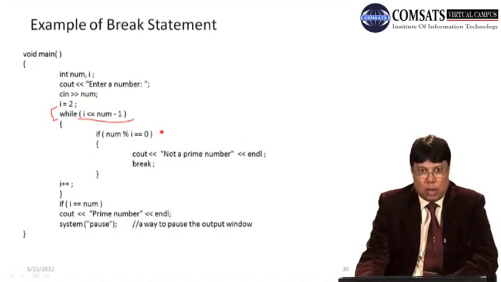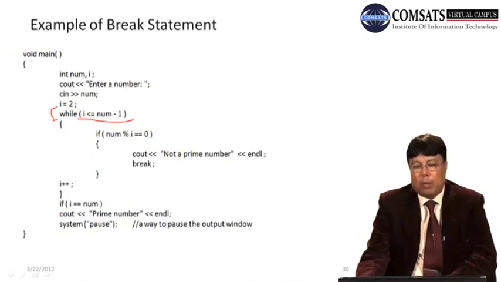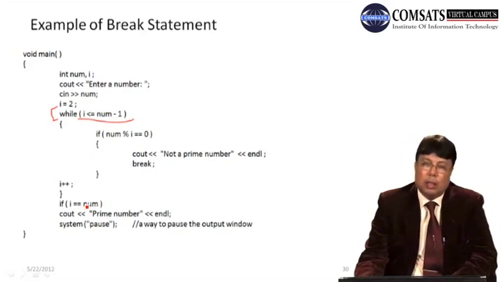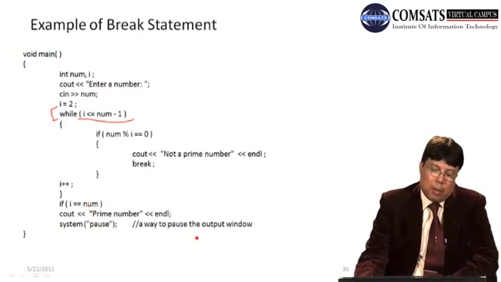You need not test 3. You need not test any other number. You can break and you can come out of the loop. Otherwise, you keep on incrementing it. And if your divisor is equal to the number, then obviously it is a prime number. You can write down here.